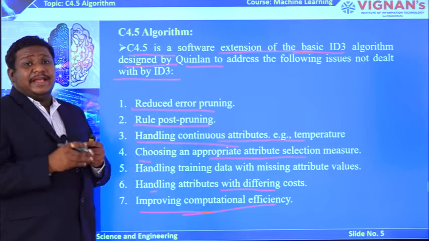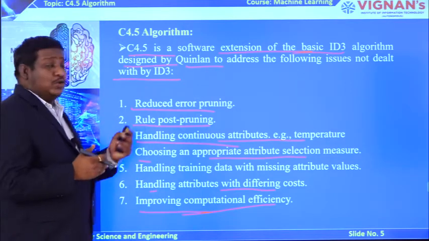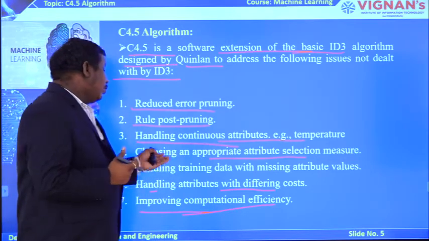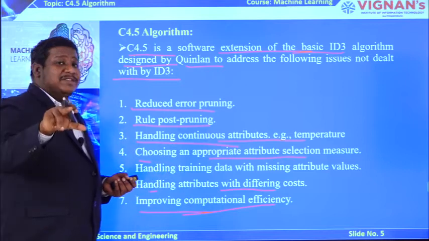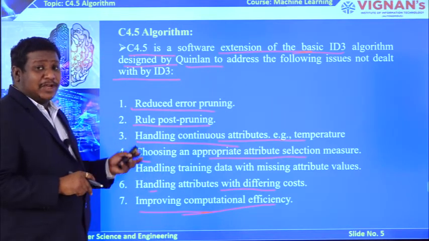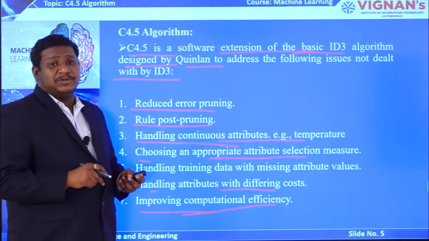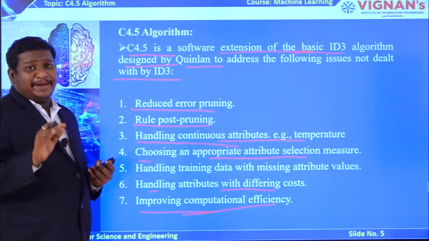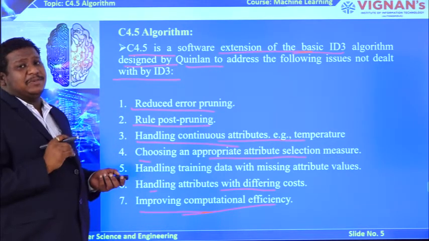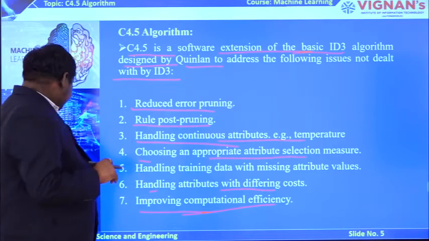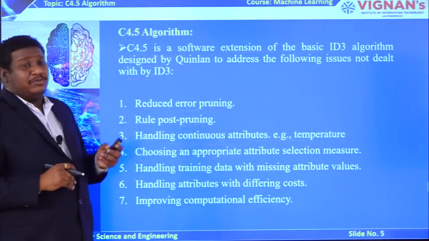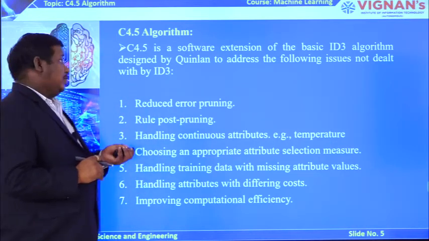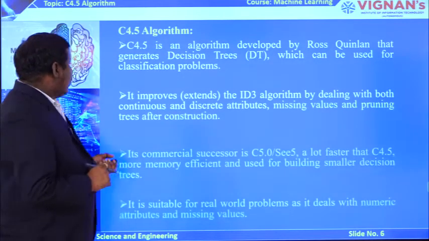The first point is error will be pruned, similarly rules will be pruned, and handling continuous values like temperature, and it is going to choose the appropriate attribute from the desired values. Similarly, training data also can be handled very well, and handling the attributes with different costs gives you better computational efficiency. So, these are the different points where C4.5 is going to address, where the ID3 algorithm had failed to do this. Okay. Now, see what is the C4.5 algorithm.